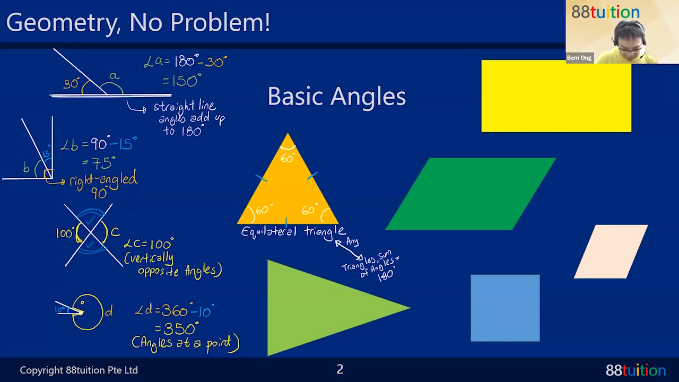So equilateral triangle versus this one. This one looks like an isosceles. ISOSCELES triangle. Children, please learn how to spell.